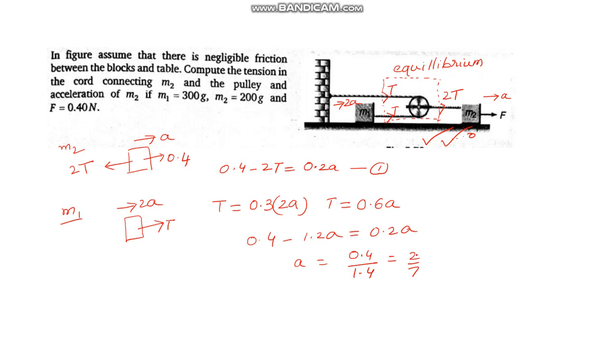Once you get the value of A, you can use either of the equations. You can use the second equation. T is equal to 0.6 into 2 by 7. This will be the tension in the string.